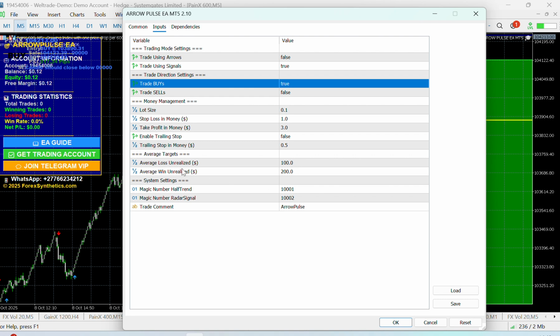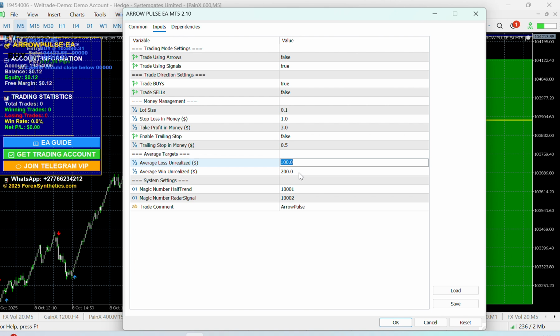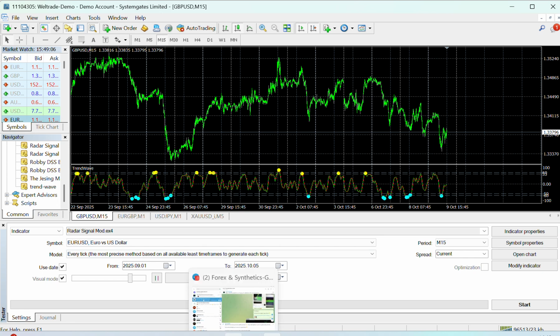Okay, and then there is average loss. The average loss helps you because you will be loading this EA under multiple charts. Okay, so you just make sure that you control it. If you have 10 charts loaded, you are not supposed to lose maybe more than 100. And if you want to win, maybe you can put maybe 300. Okay, cheers guys, and more happy returns.